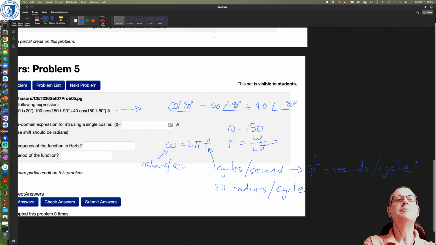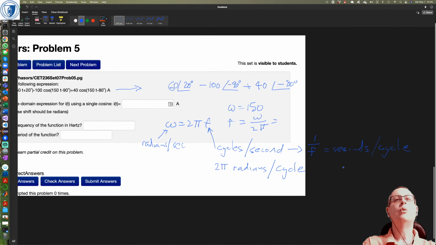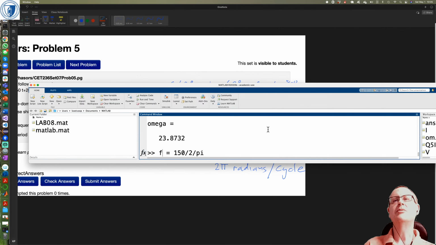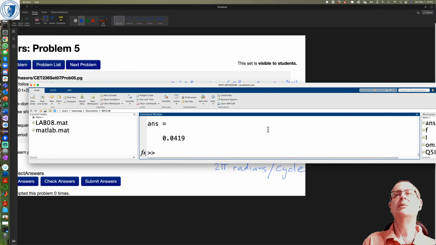Okay, so we just need to put 1 on F. Sorry, I got that wrong. That shouldn't be omega, that should be F. Why didn't somebody call me on that? F equals omega divided by 2 pi. Another way to write that is just like that. So there's our F, and our period is 1 on F. So it's 0.0419 seconds.